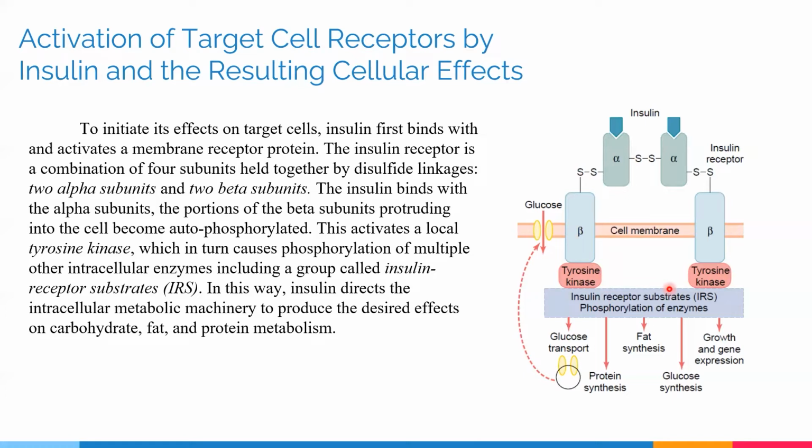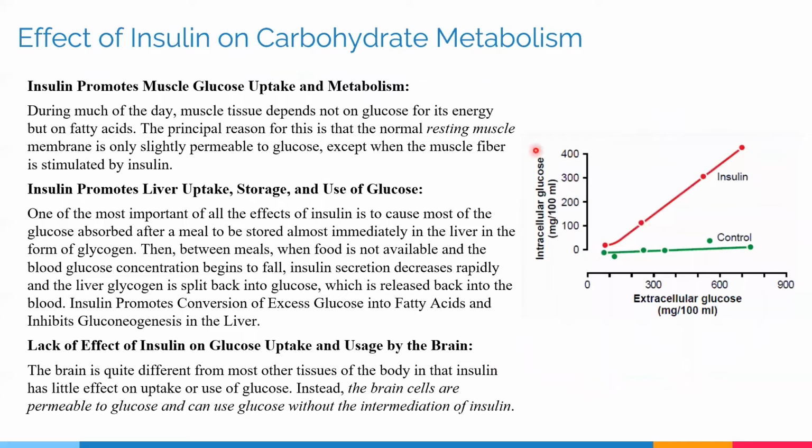Next, the autophosphorylated beta subunits phosphorylate insulin receptor substrates, or IRS, which in turn begin a secondary messenger cascade, which can play a role in glucose transport, protein synthesis, fat synthesis, glucose synthesis, and growth and gene expression. Next, we look in depth into each of these effects of insulin. First, we'll look into the effect of insulin on carbohydrate metabolism.